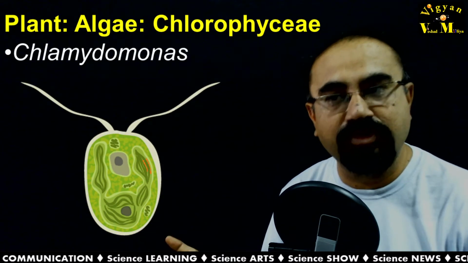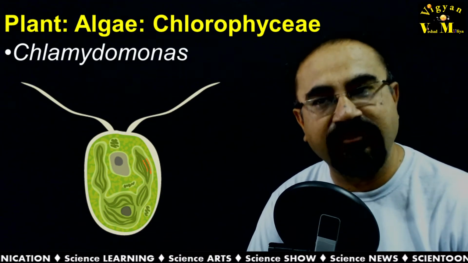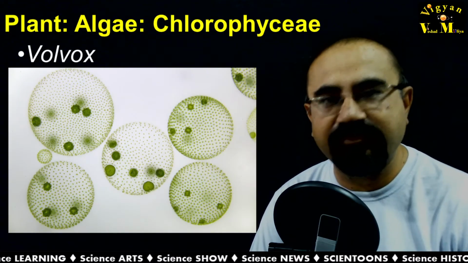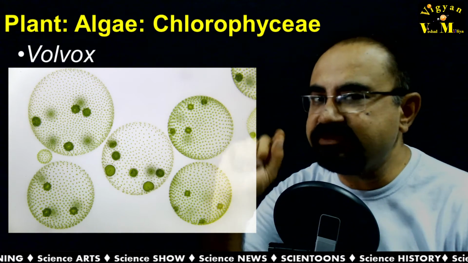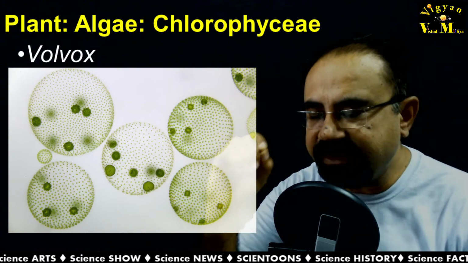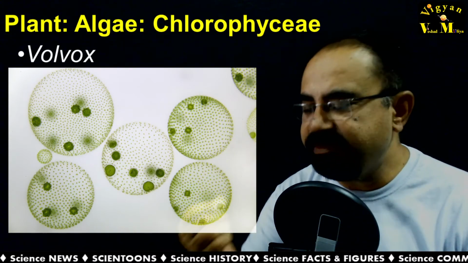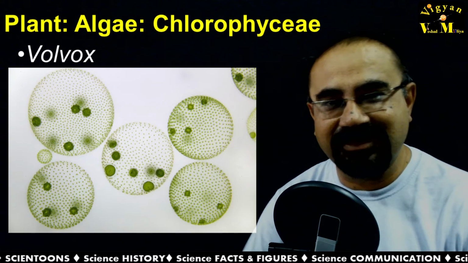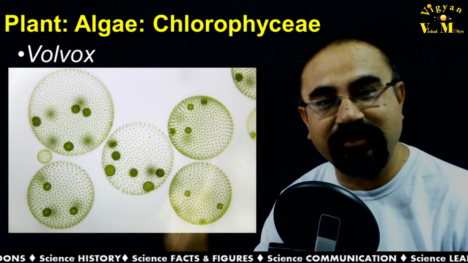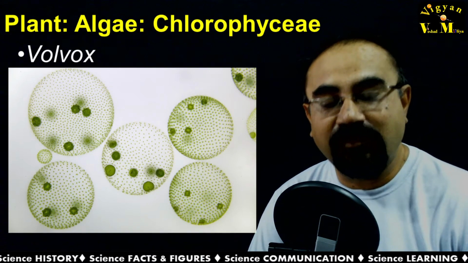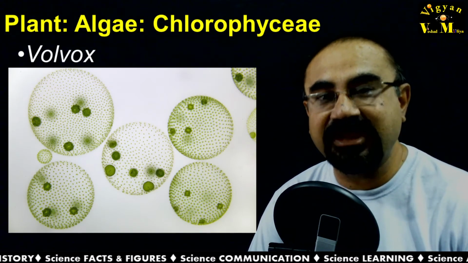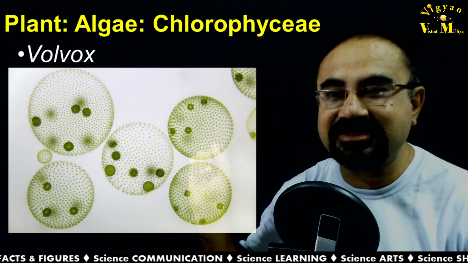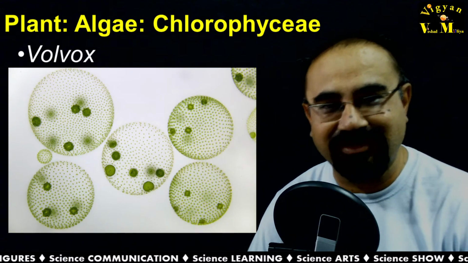Chlamydomonas is known to us. It is unicellular and flagellate. Volvox is the colonial one, a very beautiful one, having a size of a few millimeters, less than a millimeter, maybe the size of the point of your ballpoint pen, but it is very beautiful. In one colony one can find 500 to 70,000 cells, and the dot-like structures inside are the daughter colonies.